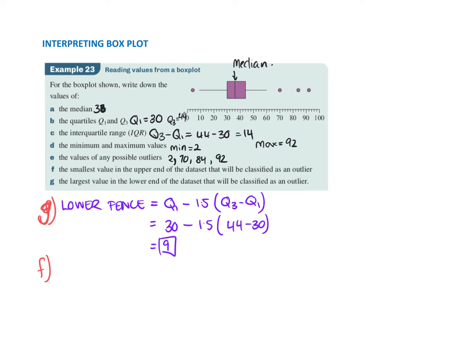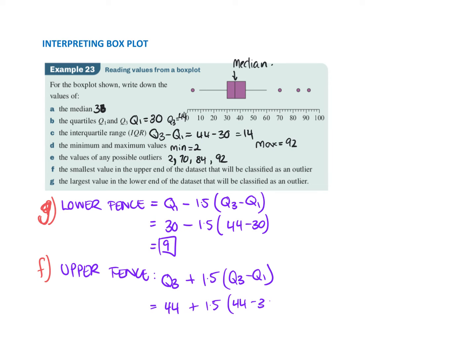Yep. So F is the upper fence one. So let's go and do that. The upper fence is Q3 plus 1.5 times the interquartile range. So we're going to get 44 plus 1.5 times 44 minus 30. So we end up with 65. So anything above 63 is an outlier. Anything below 9 is an outlier.